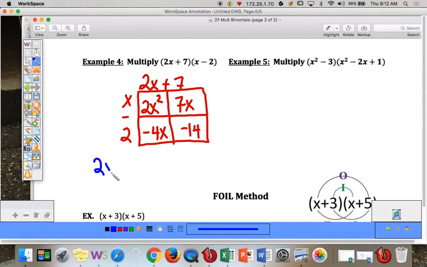When we write out the answer, start with our highest exponent, the x squared, and there's 2 of them. Combine like terms here. 7x minus 4x is positive 3x. And then we have our minus 14.